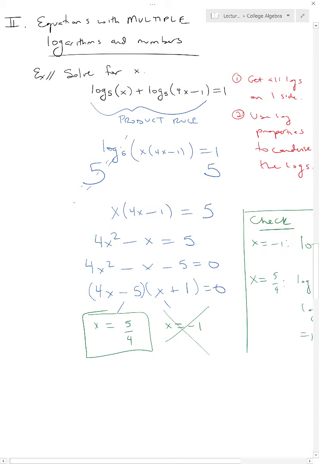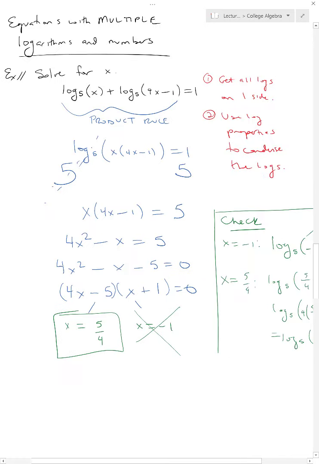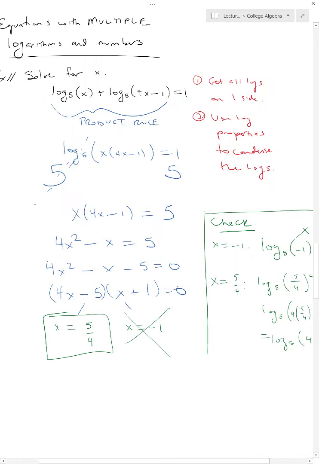It does not work in the equation because it's not in the domain. All right, so to review the steps again, when you have multiple logs and you see even one constant, one number by itself, first, we want to get all the logs onto one side, which we already had here. Second, you want to use the log properties to condense the logs into one log, and then you solve it as we did in the logs with just one logarithm.